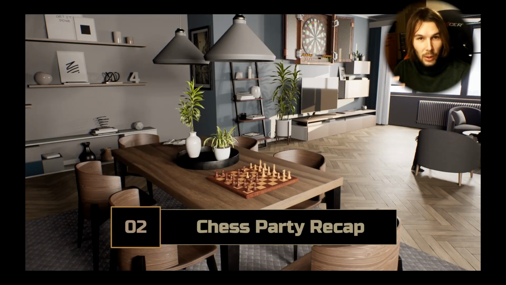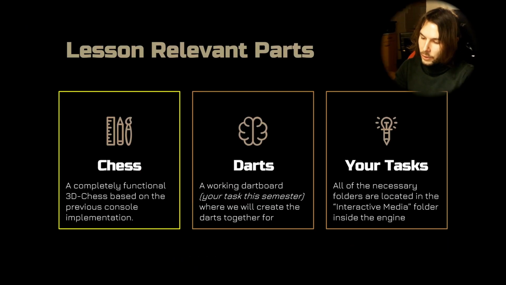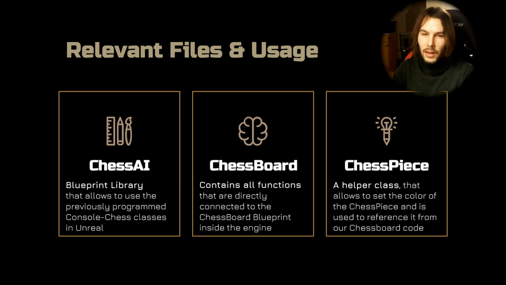Let's start with a quick recap. First of all, we have two lesson relevant parts, the chess and the darts. As I mentioned, this will be the last lecture which refers to the chess project before we advance to the darts part. And thus we have relevant files and usages already built together. We built up the chess AI, the chessboard, and the chess piece together.